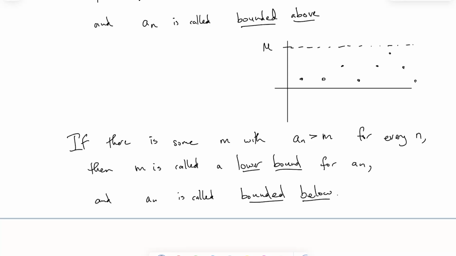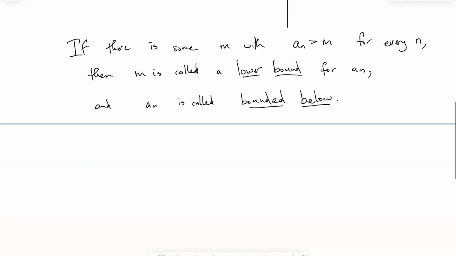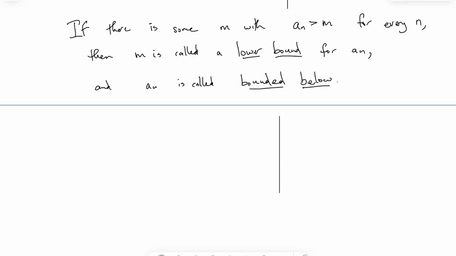The picture for that is similar to the one I drew there. It's just that the dotted line will be at the bottom this time. So the picture you should have in mind for a sequence which is bounded below is you have some perhaps big negative number, and then all the terms are up here. I don't know where they go. This is the picture you should have in mind when something is bounded below.